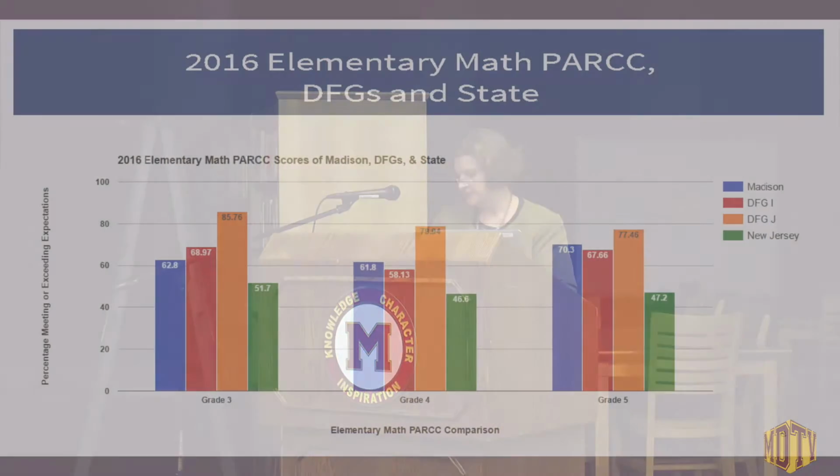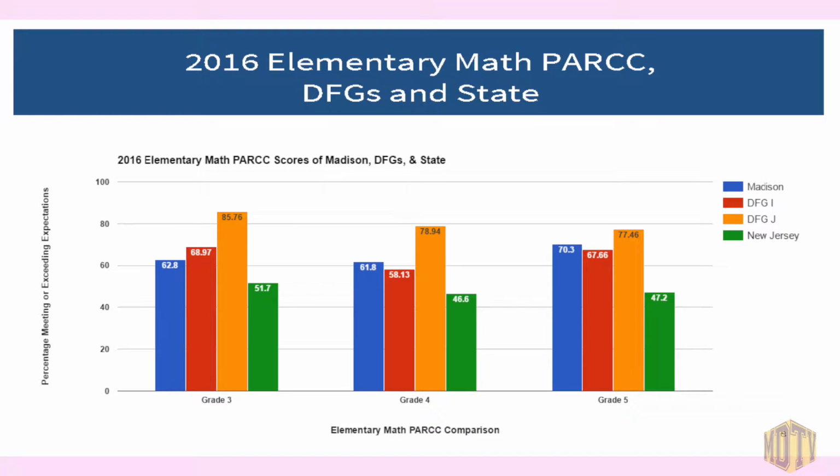This next slide demonstrates the elementary math PARCC compared to both the DFG I, the DFG J, and all of New Jersey, going from left to right. So the blue is Madison, the red is our comparative I districts, the gold is our DFG J, and then the green is New Jersey. You can see that in grades 4 and 5 in math, we exceeded our comparative I districts. And in grade 3, we were a little below our comparative I districts in math.